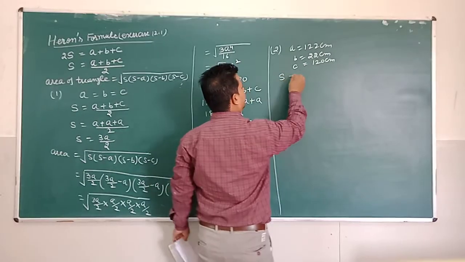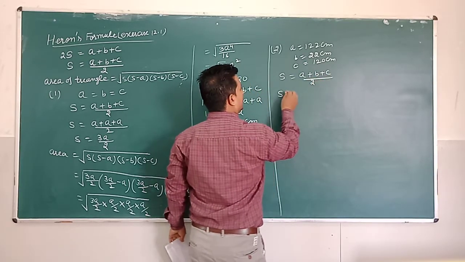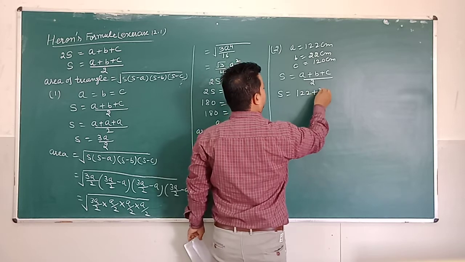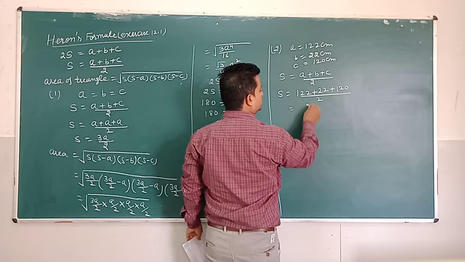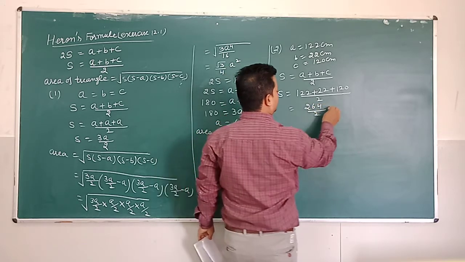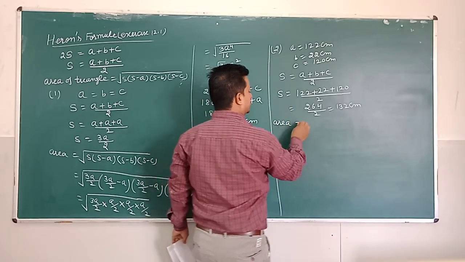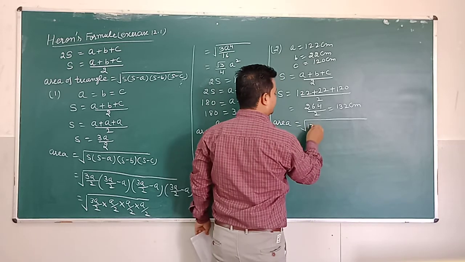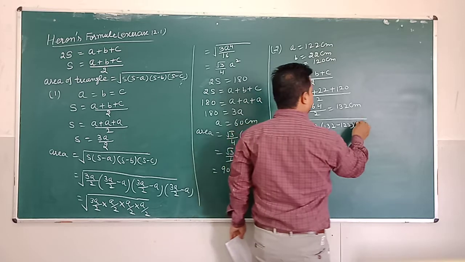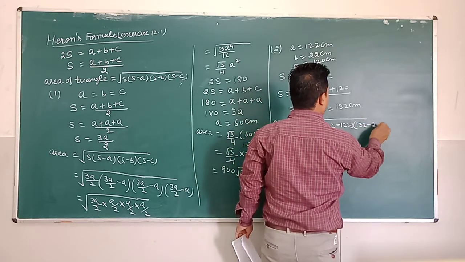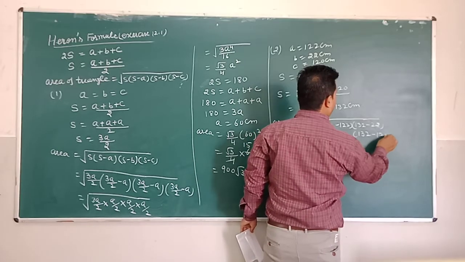So first we find s, which is (a + b + c) upon 2. So s is (122 + 22 + 120) upon 2, which is 264 divided by 2, which is 132 centimeters. And its area is the square root of s(s − a)(s − b)(s − c). s is 132. s − a is 132 − 122, s − b is 132 − 22, and s − c is 132 − 120.